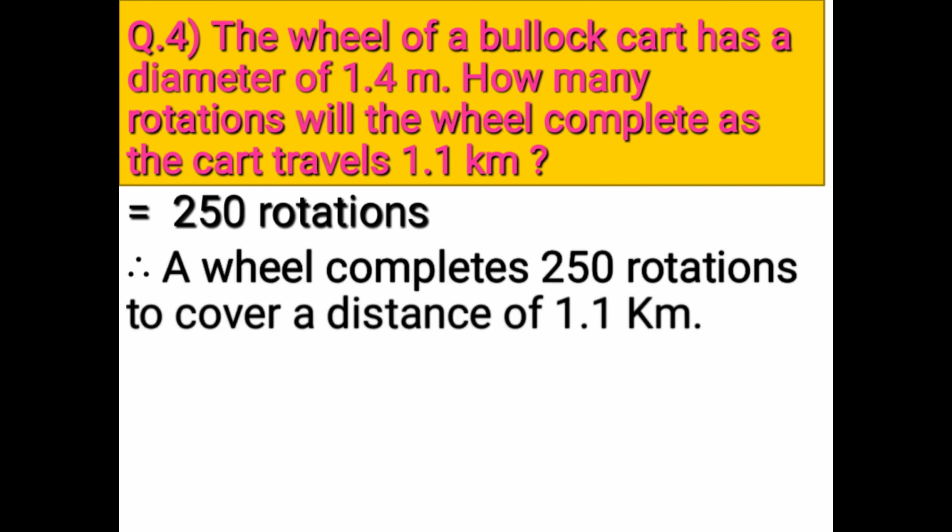Therefore, the wheel completes 250 rotations to cover a distance of 1.1 kilometers.